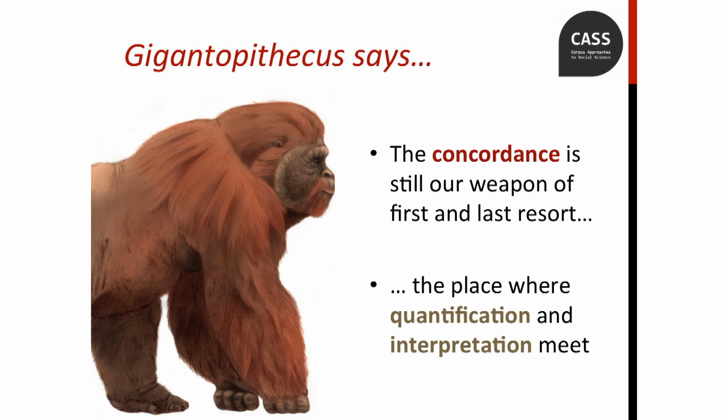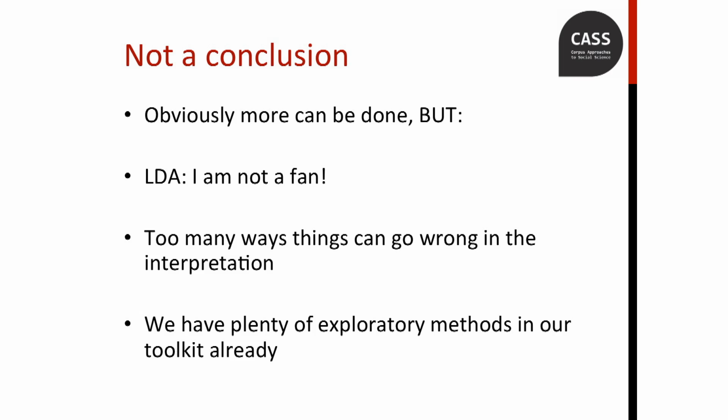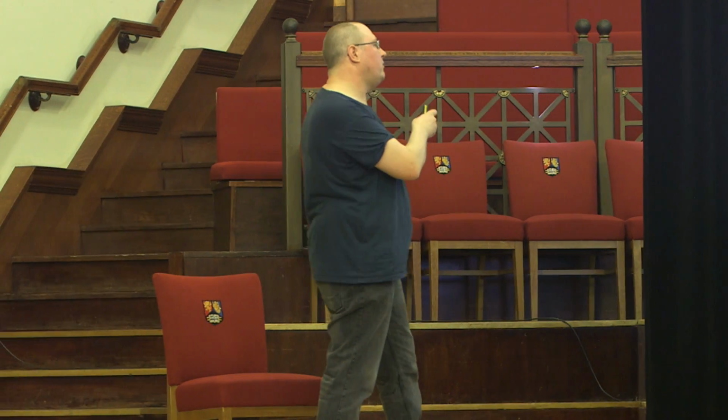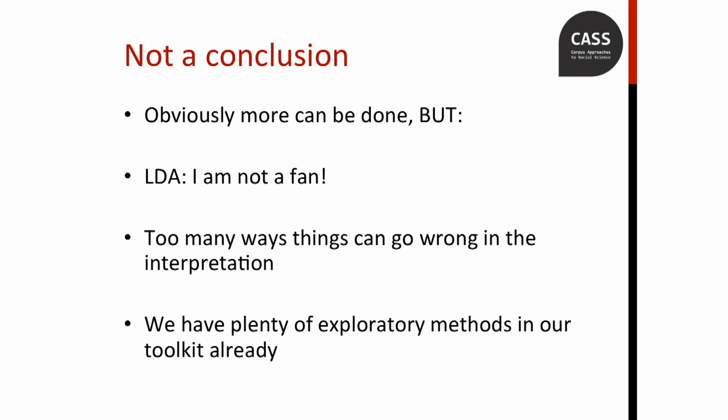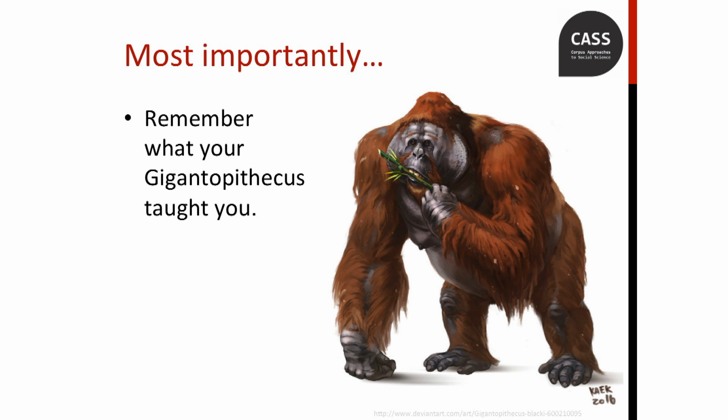And even without that knowledge, we already have plenty of tools in our bag for dealing with this sort of thing. Gigantopithecus says, as far as he's concerned, the concordance should still be our weapon of first and last resort, the place where quantification and interpretation meet. So not a conclusion, because there's more to do. Obviously more could be done, but I'm not a fan of LDA, and hopefully you now understand why. Too many things can go wrong in the interpretation, and we have plenty of exploratory methods in our toolkit already. Most importantly, remember what your Gigantopithecus taught you.